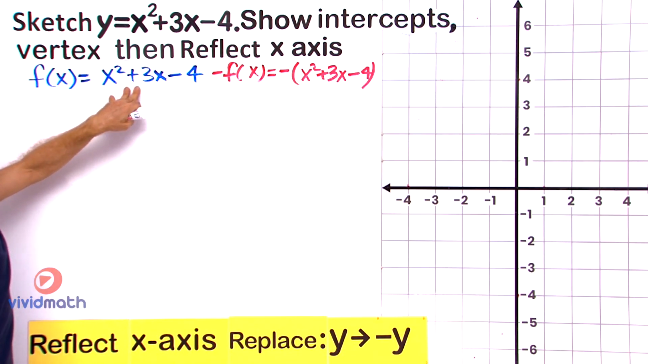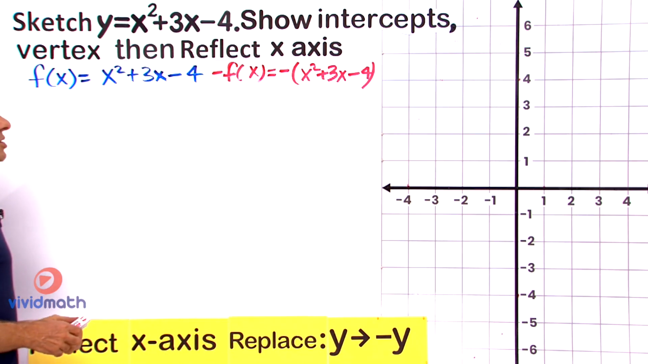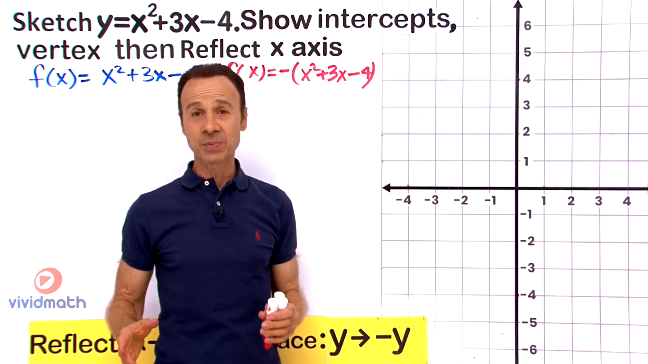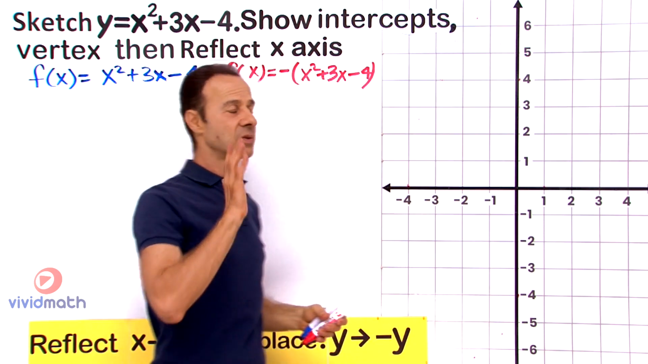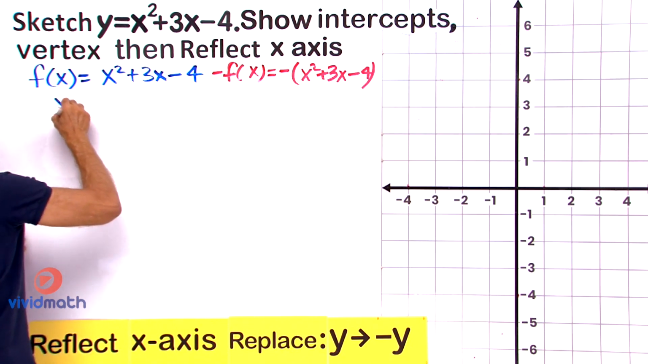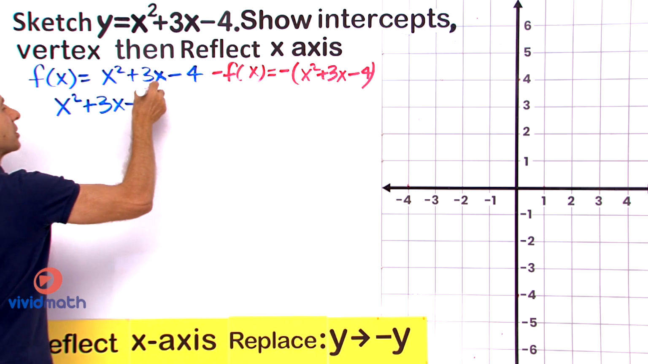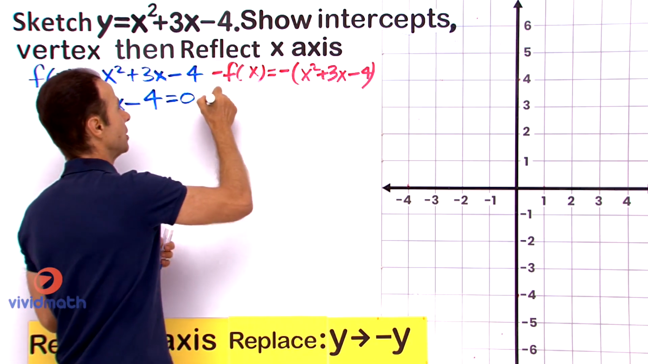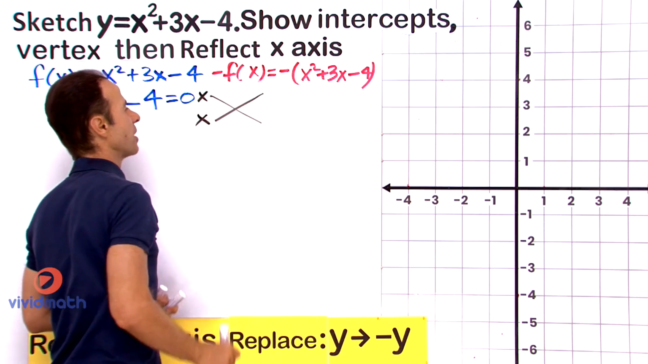Let's work with this, which is the function we're going to start off with, which is what we've been given. So let's find the x-intercepts. Now to find the x-intercepts, y must equal 0, because y equals 0 is the x-axis. So let's make that equal 0. So that means we're going to have x squared plus 3x minus 4 equaling 0. Now we can factor this using the cross method.